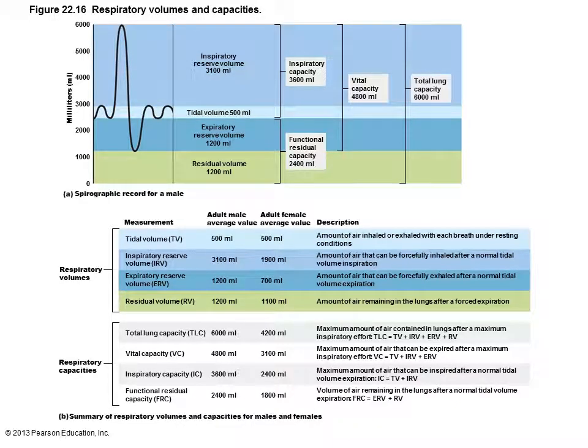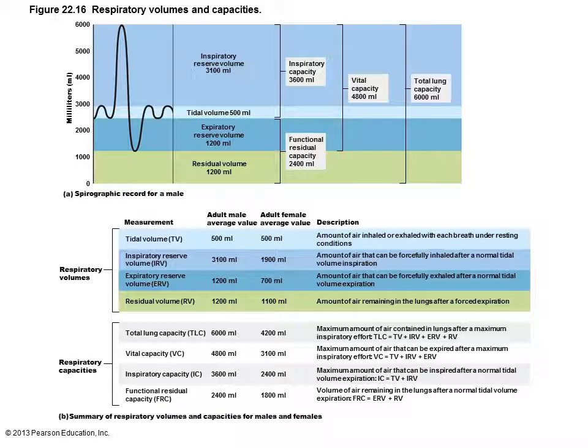Respiratory volumes are used to assess respiratory status. The respiratory volumes measured are tidal volume, TV, inspiratory reserve volume, IRV, expiratory reserve volume, ERV, and residual volume, RV. Combinations of respiratory volumes are the respiratory capacities: inspiratory capacity, IC, functional residual capacity, FRC, vital capacity, VC, and total lung capacity, TLC.